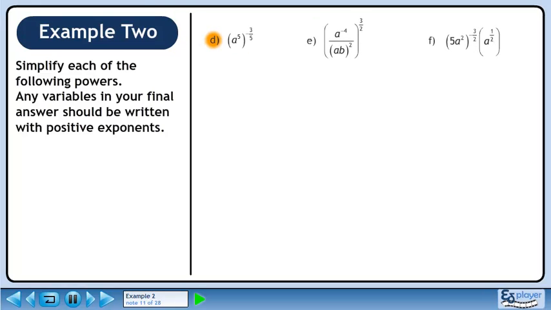Now move on to part D. This is a power raised to a power, so multiply the exponents. The 5's in the exponent cancel out, leaving a to the minus 3. This can be written with a positive exponent as 1 over a cubed.